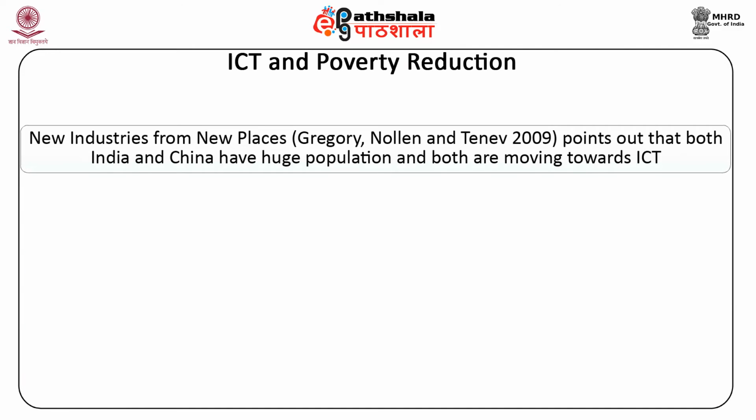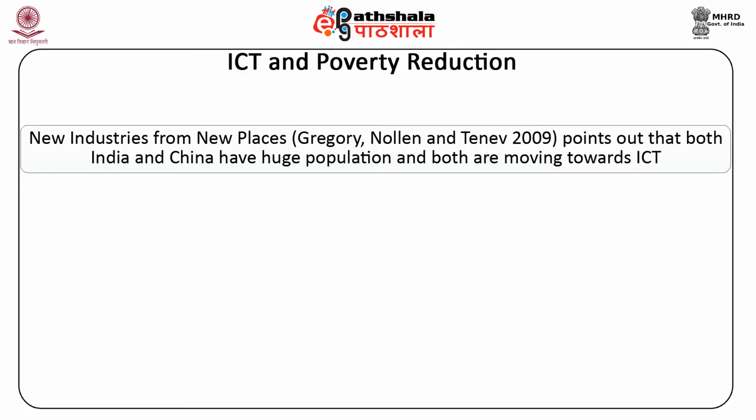New industries from new places points out that both India and China have huge populations and both are moving towards ICT. The difference between the two lies in the fact that China's focus is on hardware production, and so a large number of unskilled laborers are required, while India's focus is on the software industry, so more skilled, intelligent people are required. This is one of the reasons why, because of ICT, income levels of only a few sections are rising while major sections are still poverty stricken.